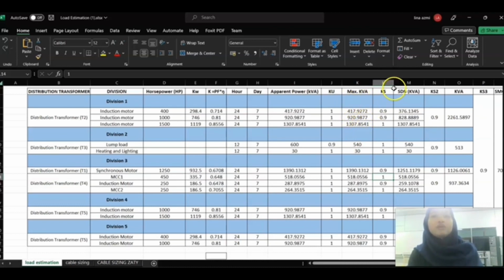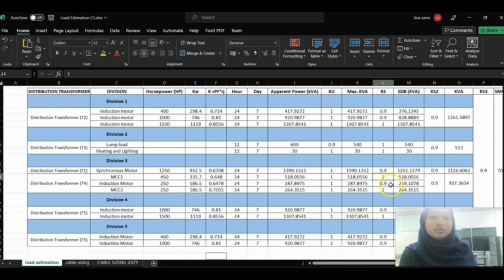We obtain the value, and then we have to decide the suitable value for the diversity factor in the system. For induction motor, which is lower than 1000 horsepower, we assume that the suitable diversity factor is 0.9, while for more than 1000 horsepower, we decide to put it as 1. And for division 2 it is 1. Division 3 is for the synchronous motor, and the diversity factor is 0.9, which is suitable.